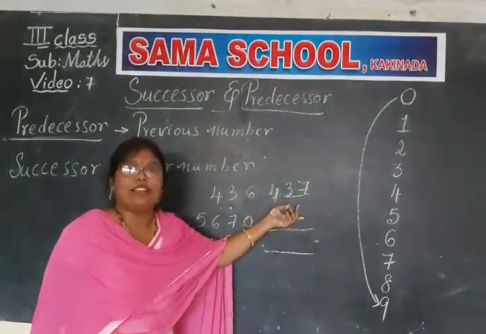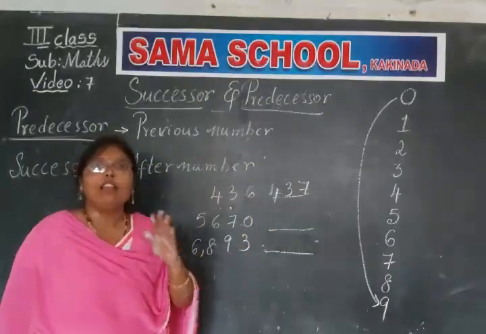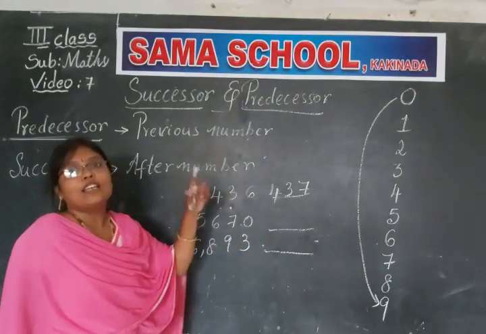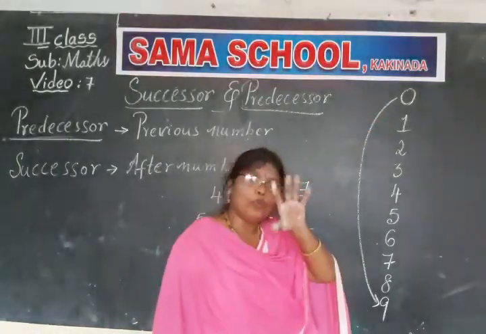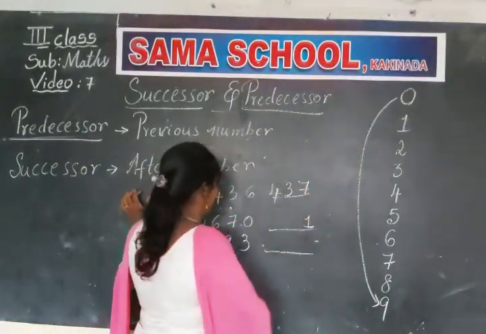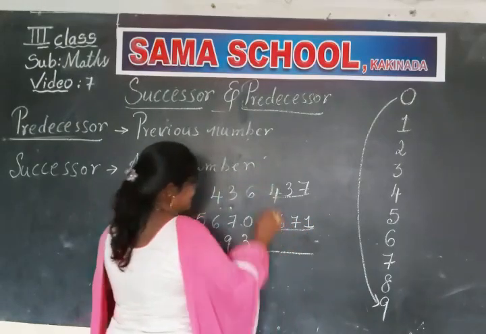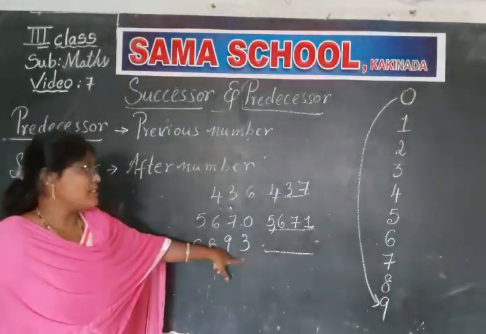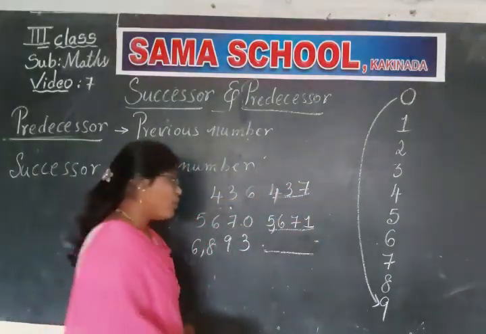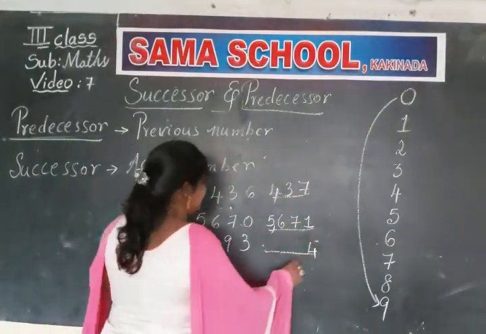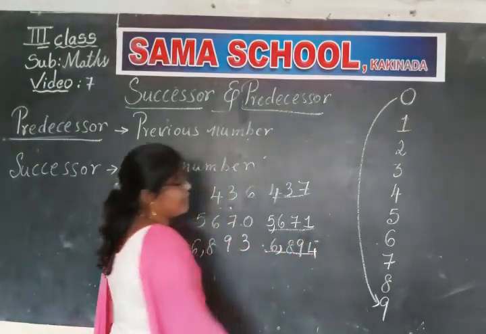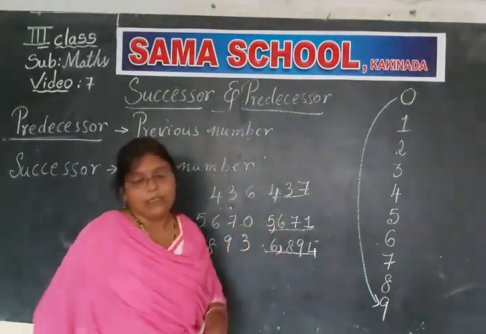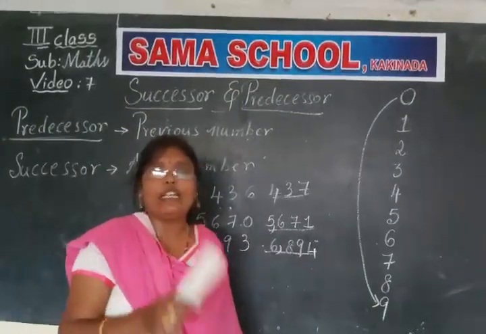So, 437 is the successor of 436. Now, here see children, what is the ones place digit here? 0. What is the successor of 0? 1. So, write 1 and the remaining digits as it is, 5671. Now here, what is the ones place digit? 3. What is the successor of 3? 4. So write 4 and the remaining digits as it is, that is 6894 will be the successor of 6893.